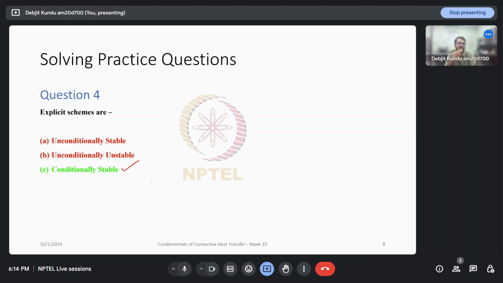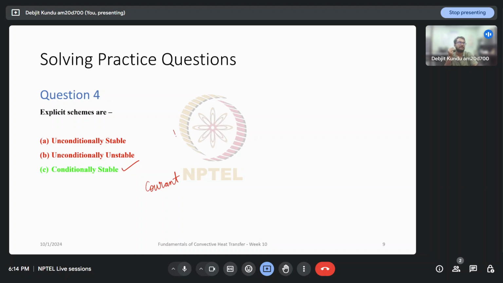We saw that, in one of the examples, first of all, the CFL criteria, the Courant, Friedrich, and Levy criteria is often required in order for the explicit schemes of fluid flow to be conditionally stable.